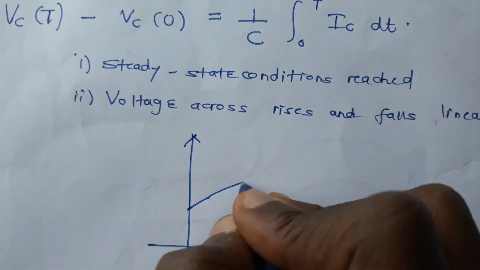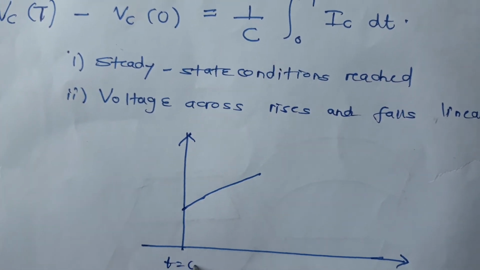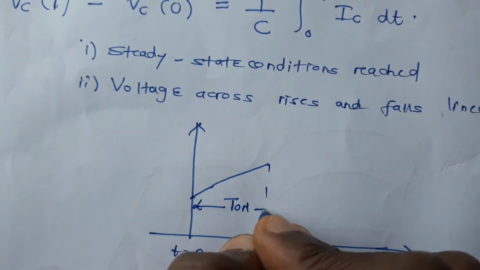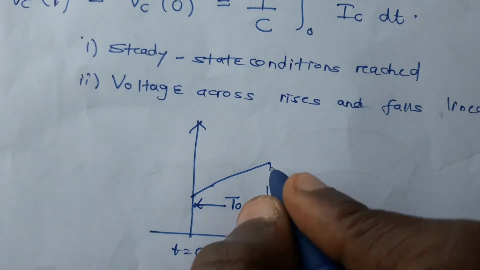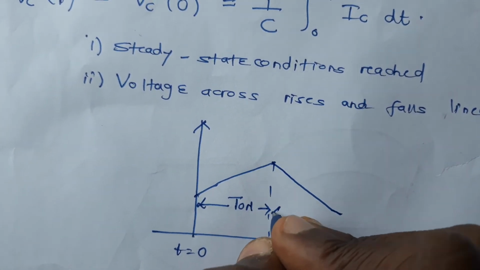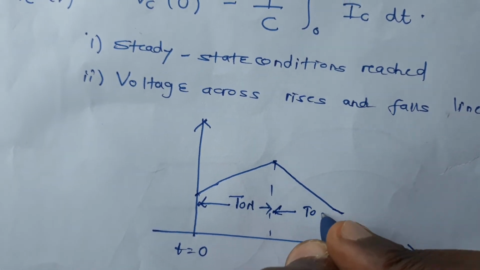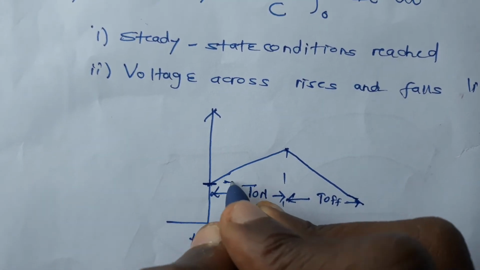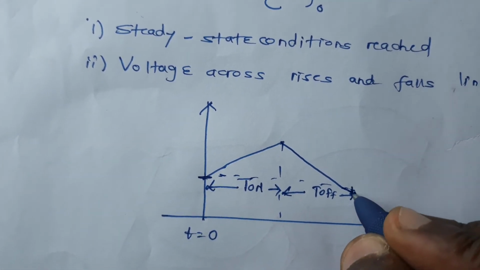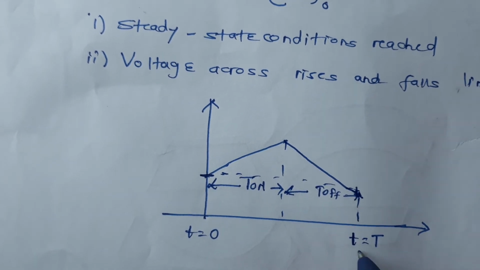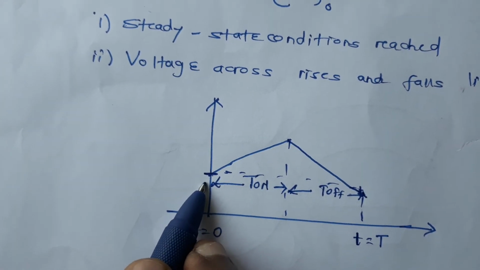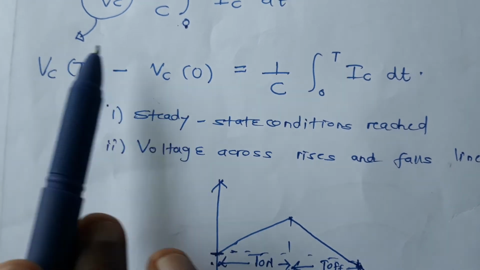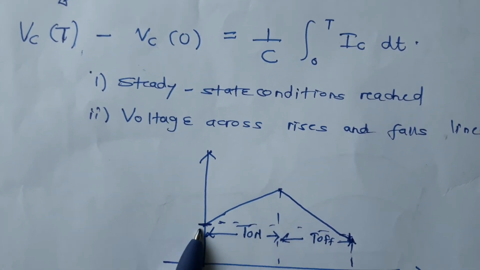Having made these assumptions, we can draw this as follows. This is at time 0. This is during the charging period, that is the on period, and this is during the discharge period, the off period. From this diagram, we see that the final value at t equal to the period is equal to the initial value. So the difference between the final value and the initial value is going to be 0, since they have the same magnitude.